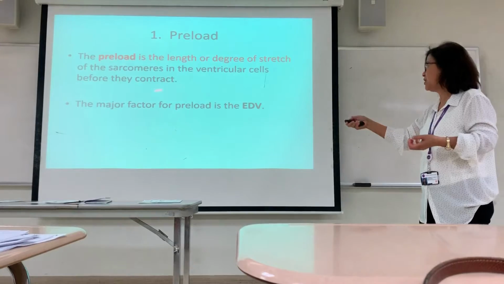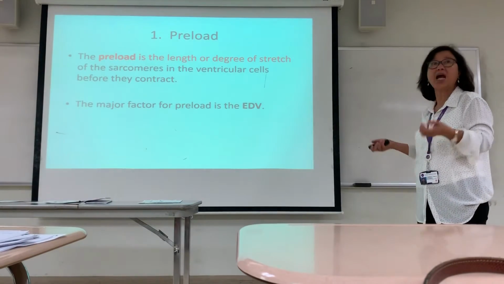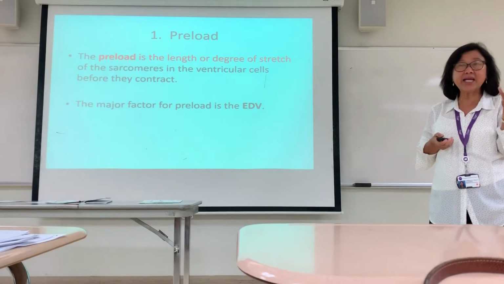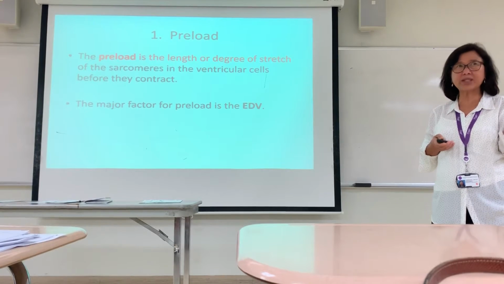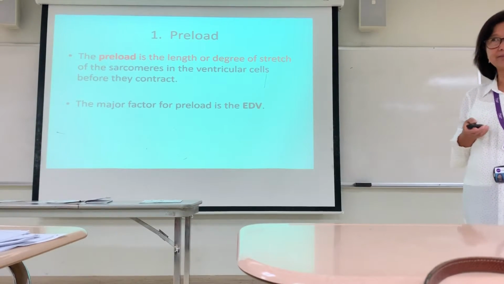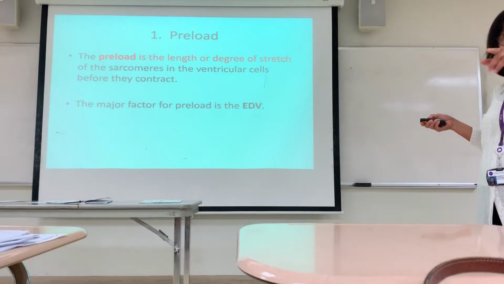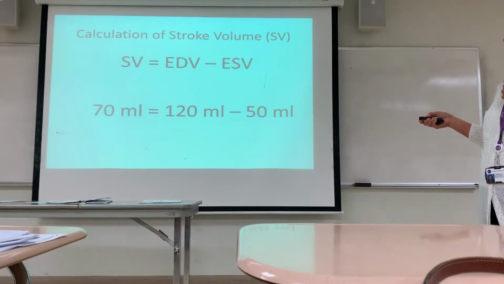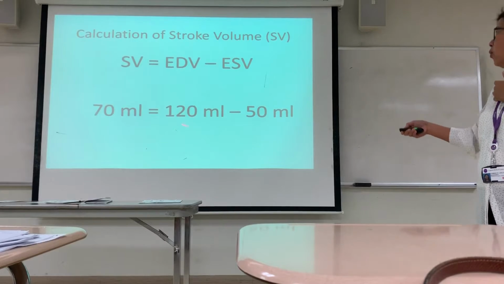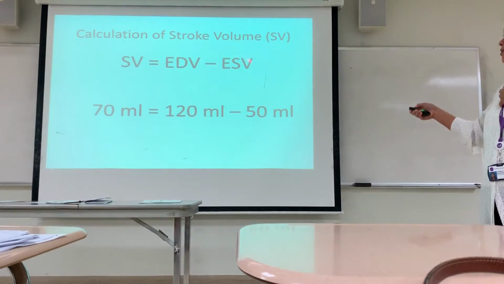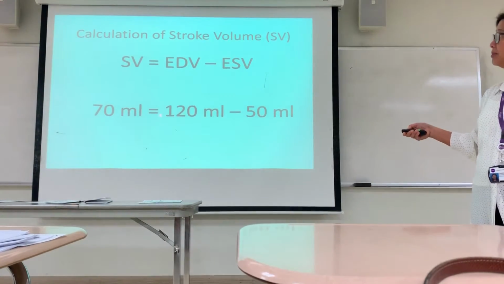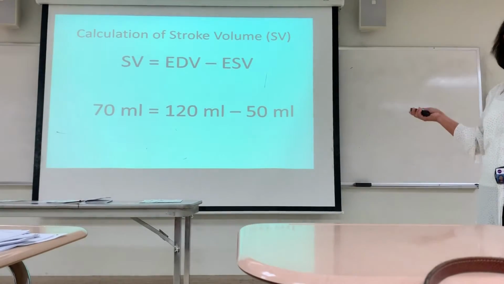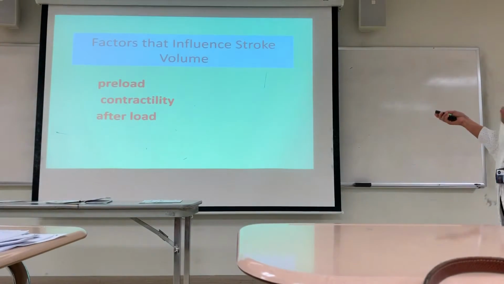Okay? A major factor of preload is how much your end diastolic volume is. What is your end diastolic volume again? Relaxation. The EDV is 120. 120 ml. Remember that I told you to remember these numbers. ESV is 50. Okay? So we got that.